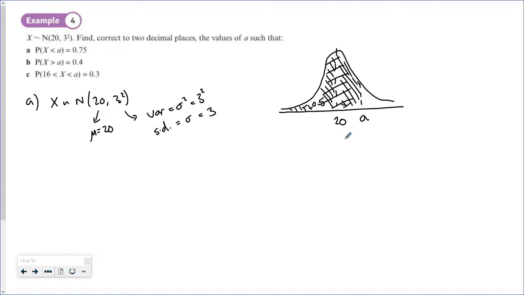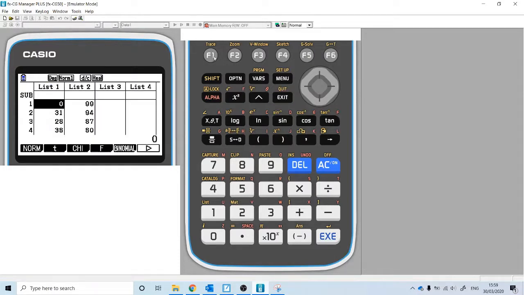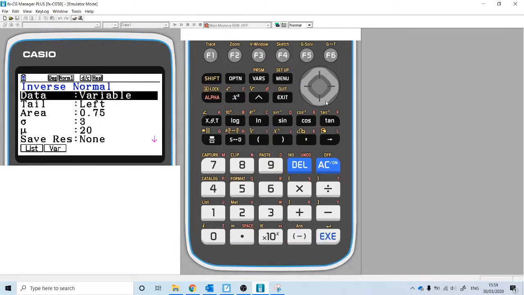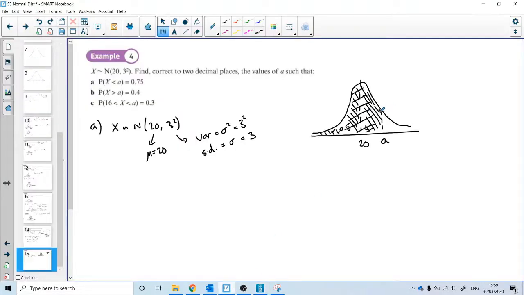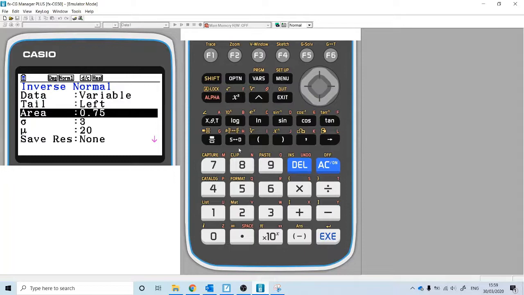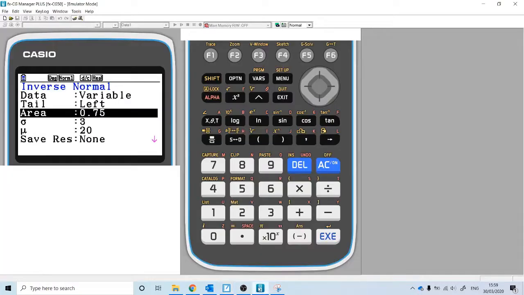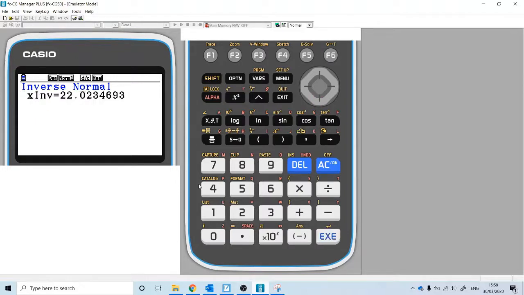So we can use the inverse normal function on our calculator. So if we go to distribution, normal, and inv normal for inverse normal, what tail means is the area that we know, is it to the left of our unknown value or to the right of our unknown value? Well, in this example, it's to the left of our unknown value a. So we're going to put the tail as left. We're going to put the area as 0.75 because we know that that area that we've shaded in to the left of a is 0.75. And we're going to put our standard deviation, which is 3. Careful, it's not 3 squared, it's 3. And our mean is 20. So we get a is 22.023.